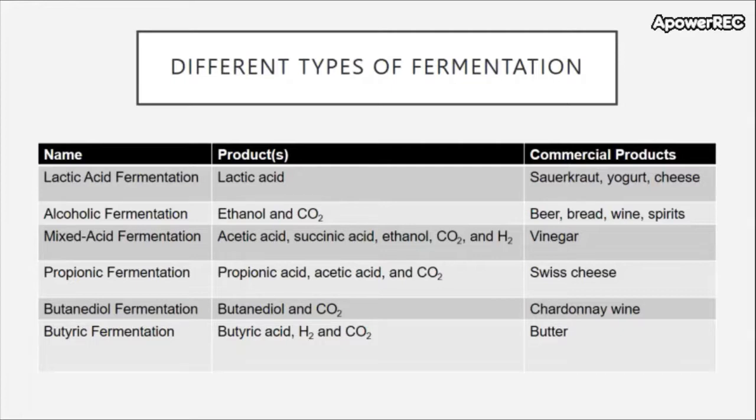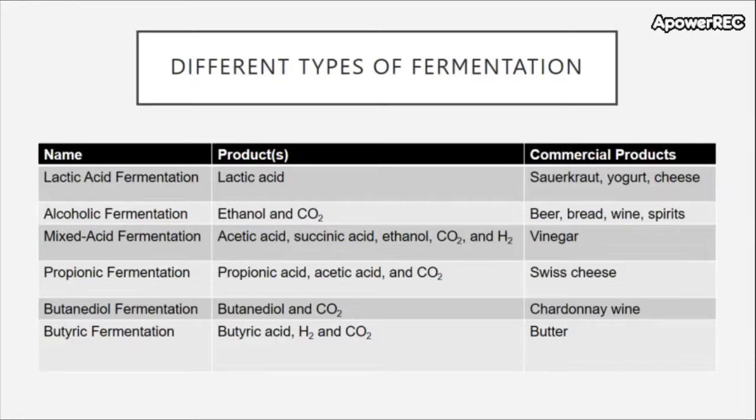This table here shows the different types of fermentation. So there's quite a bit. We can have lactic acid fermentation, makes lactic acid. It's used in the processes of sauerkraut, yogurt, and cheese making. We have alcoholic fermentation for ethanol and CO2 as the products, and that is used for beer, bread, wine, and spirits. Mixed acid fermentation can create acetic acid, succinic acid, a variety of acids like that, ethanol, CO2, and H2. It's used in processes such as making vinegar. Vinegar's main acid is acetic acid.